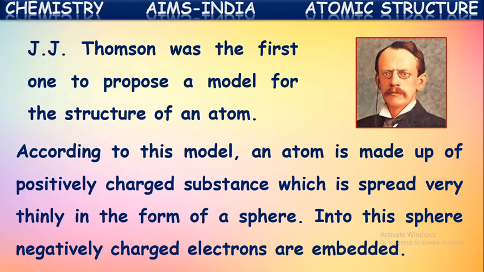According to his model, an atom is made up of positively charged substance which is spread very thinly in the form of a sphere. So he considered the atom to be spherical in shape, consisting of positively charged mass spread over the atom in a thin form of a sphere. Into this sphere, negatively charged electrons are embedded. So he considered the total atom as a positively charged sphere, with electrons embedded in it. In this way, he assumed the structure of the atom.